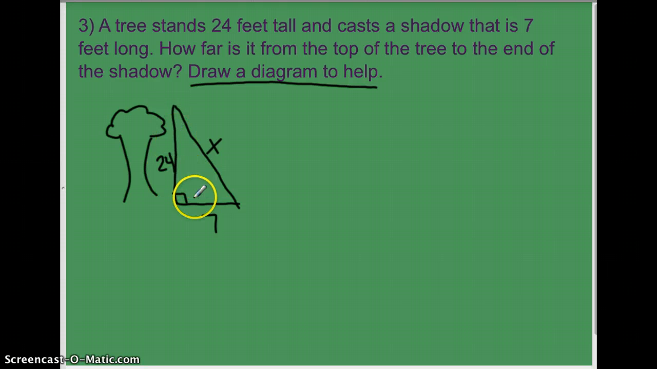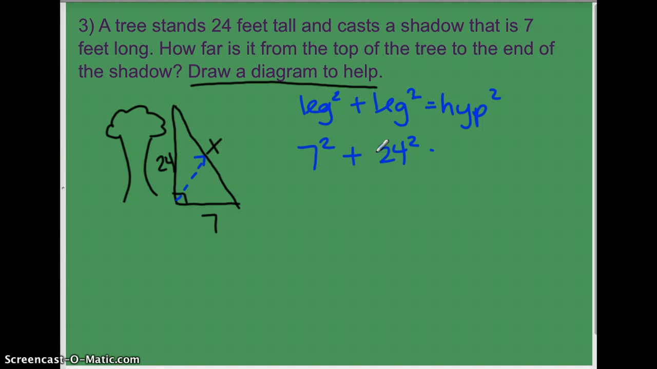So the first thing I am going to make a note of is my hypotenuse is x. That's what I'm trying to figure out. So I need to set up my equation. Leg squared plus leg squared equals the hypotenuse squared. So my legs are 7 and 24. And my hypotenuse is x, that I don't know. And I'm going to start to figure this out. Well, 7 squared is 49, 7 times 7, plus 24 squared, and for big numbers like this you can use a calculator, so 24 times 24, and you get 576.